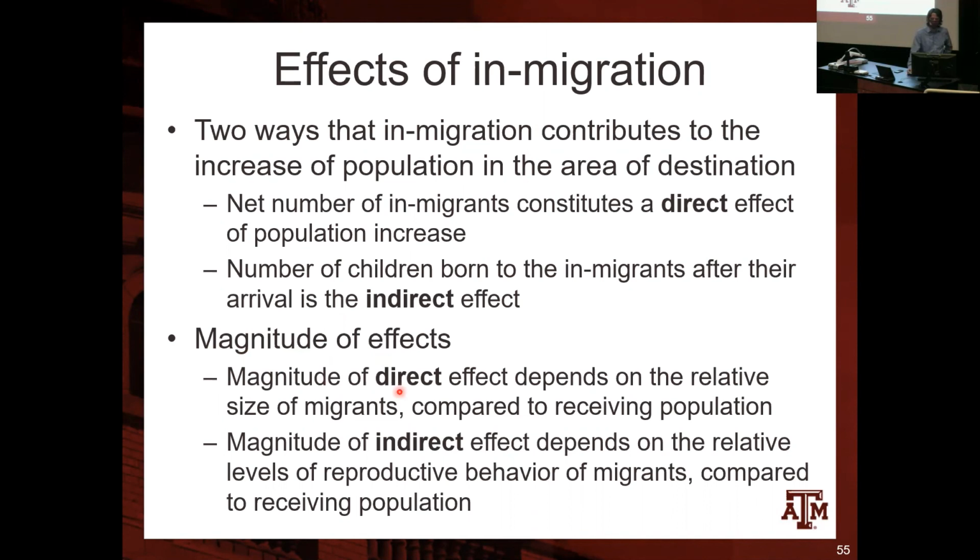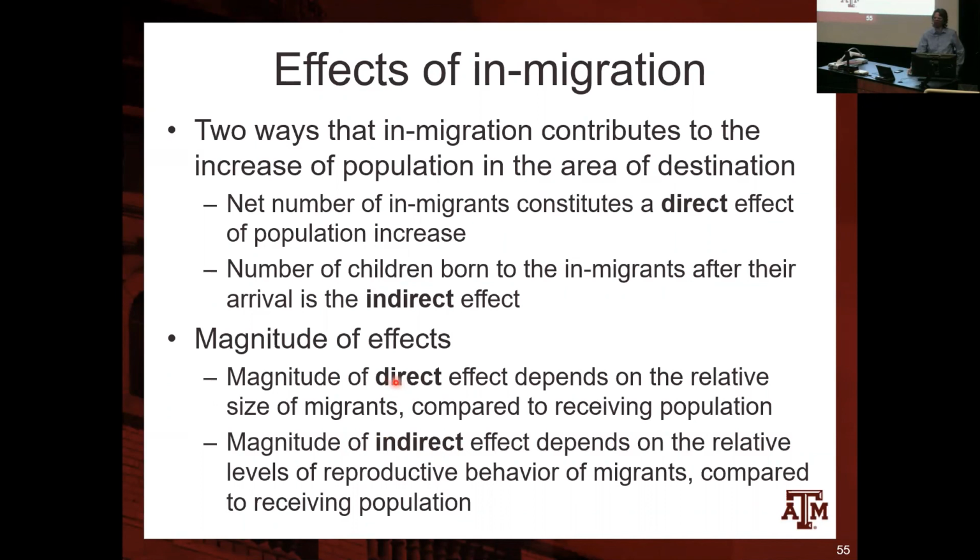The magnitude of direct effects depends on the relative size of these migrants moving from one area to the other compared to the receiving population. And the magnitude of the indirect effect depends on the fertility levels of migrants. If these internal migrants have more children than the receiving population, then the indirect effect will be high, right? It's the same idea as international migration.